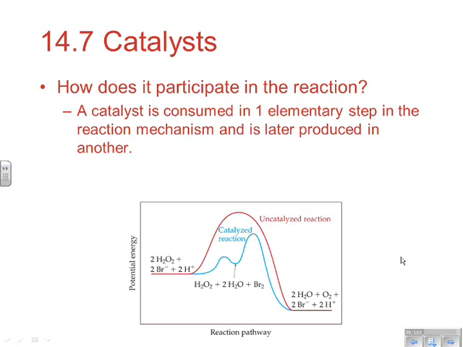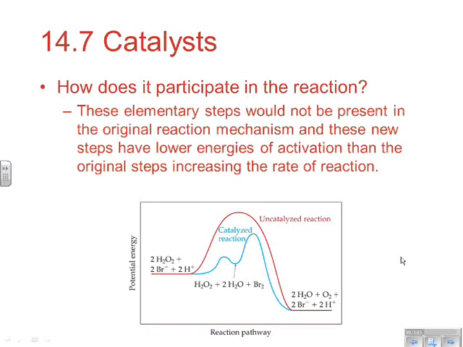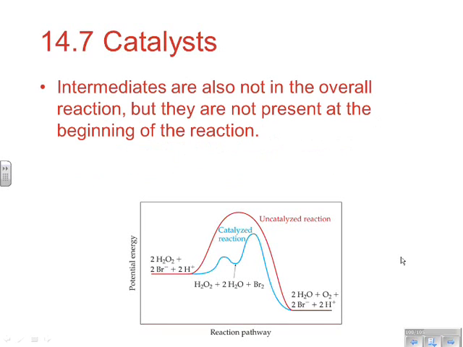Well, remember, it's consumed in one step and then later gets produced. So it looks like it's not participating, but when you look at the mechanism, you see that it does. It's something that first appears as a reactant, gets consumed, and then later appears as a product again. So these elementary steps would not be present in the original reaction because there was no catalyst to react and cause those alternate mechanisms. Those new steps, which have lower overall energies of activation than the original large energy hill, make the reaction happen faster, so it increases the rate of reaction.